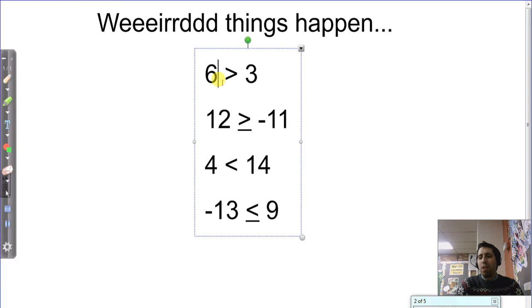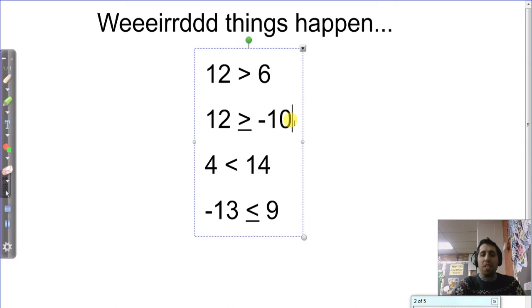Now let's say, what if we're going to multiply them? Let's multiply them by the positive number 2. Let's multiply both sides of this first inequality by 2. I would get 12 is greater than 6. Is that still true? Yes, it is. I'm going to change the second one. Still true.